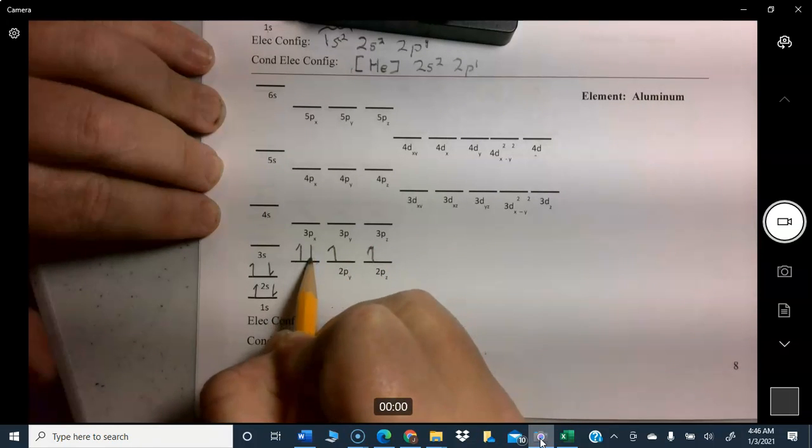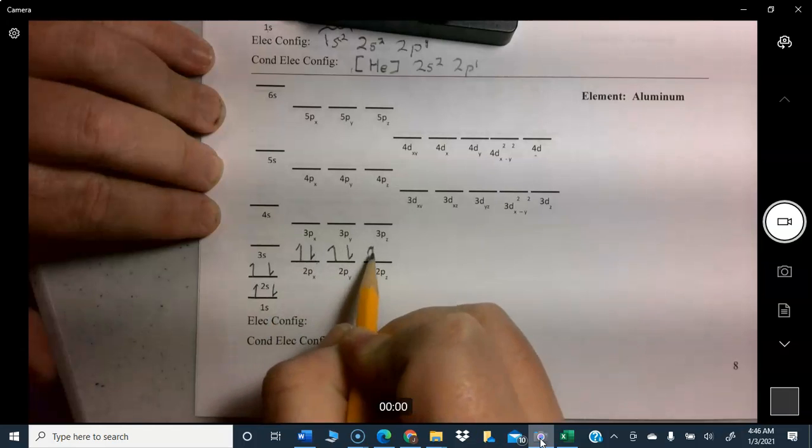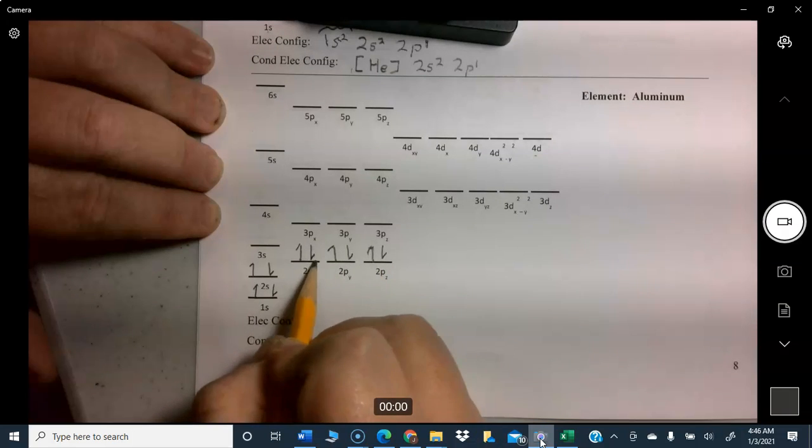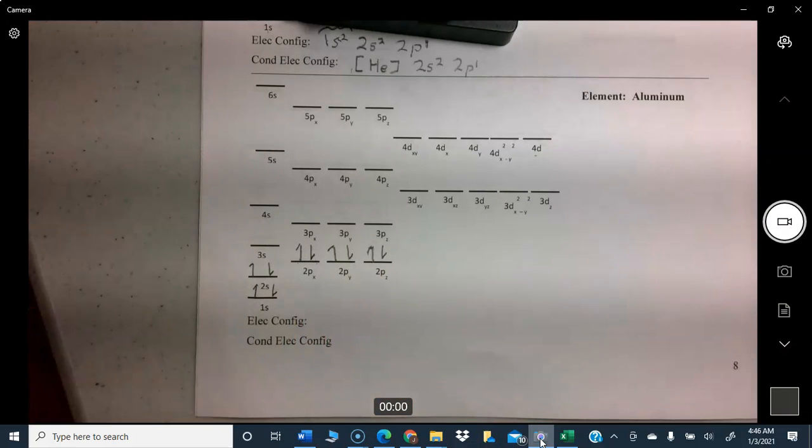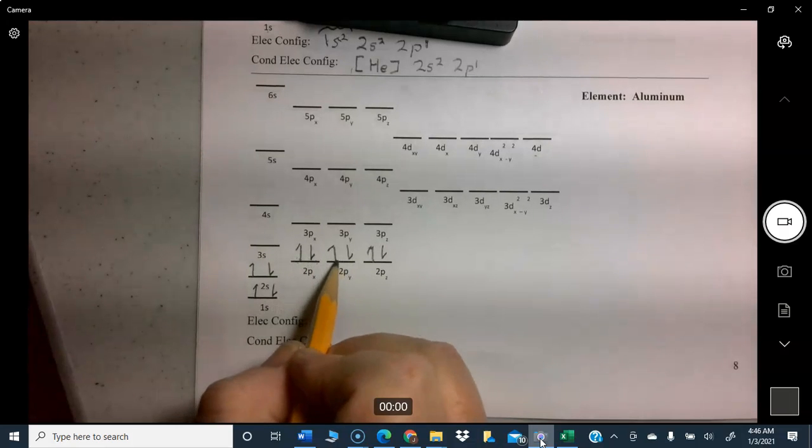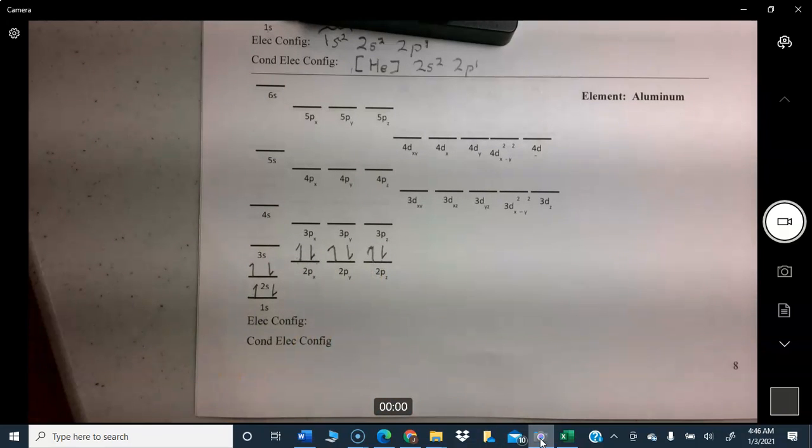Now you have to start pairing them up. So you put a down arrow, down arrow, down arrow. The fact that it's up arrow, down arrow in each of these is the Pauli exclusion principle. You can't have 2 up arrows. You can't have 2 electrons with the same spin.